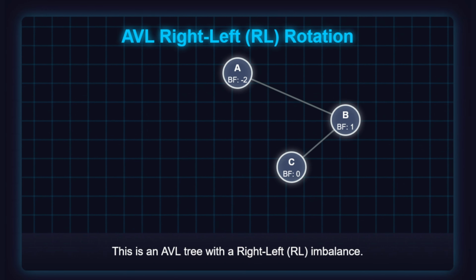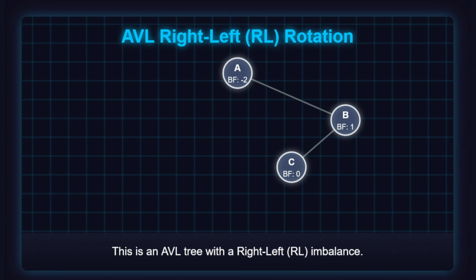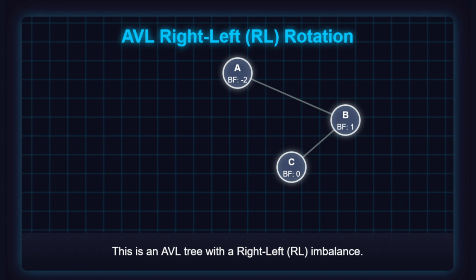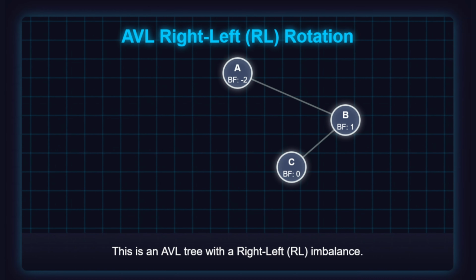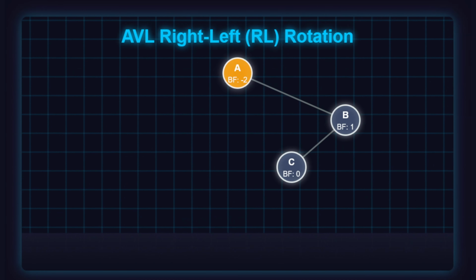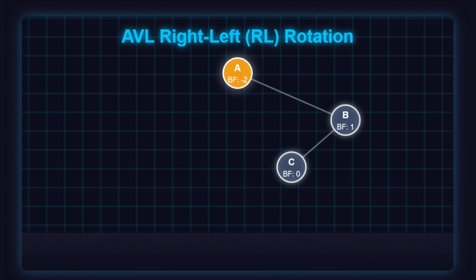Node A's right subtree, rooted at B, has height 2 due to C being B's left child, and its left subtree, empty, has height 0. So its BF is 0 minus 2, which equals -2. An AVL tree requires balance factors to be -1, 0, or 1. A BF of 2 or -2 means the AVL property is violated. Let's see how we fix this imbalance with a double rotation. We highlight node A, as its balance factor of -2 signifies an imbalance. Its right subtree is too heavy.